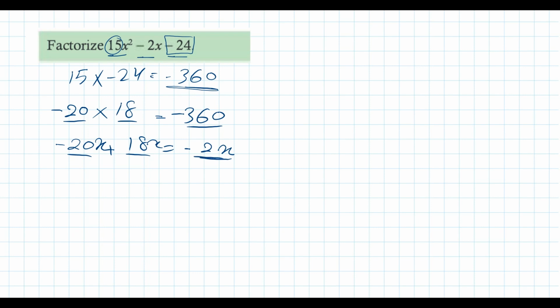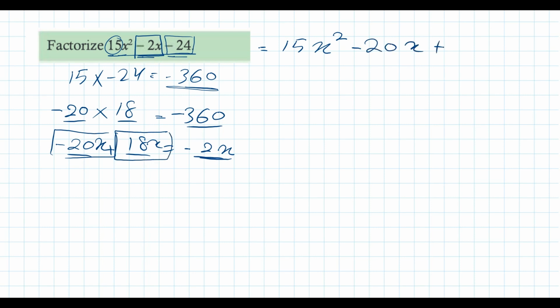After that, I'll rewrite the expression: 15x squared, and instead of negative 2x, I'll use these two values, negative 20x plus 18x, and then the constant value, which is negative 24. After that, I'll take a common factor from the first two terms. I'll take 5x as a common factor, then 5x times 3x minus 4.